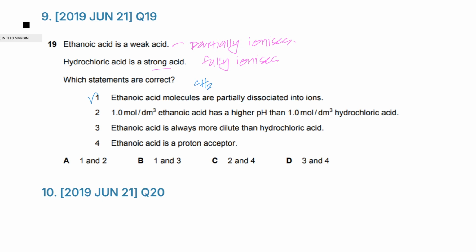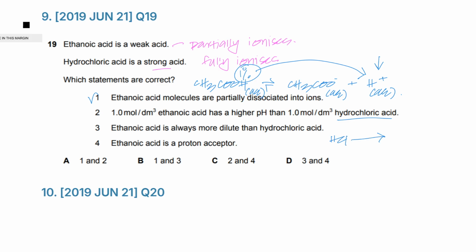I can even show it to you. CH3COOH partially dissociates. That's why we represent it with a reversible sign: CH3COO minus plus H plus ions, aqueous. And we've studied that only about 1% of the ethanoic acid molecules dissociate into H plus ions. So the concentration of H plus ions is lower in ethanoic acid relative to HCl, because HCl fully ionizes, so it has a higher concentration of hydrogen ions, right?